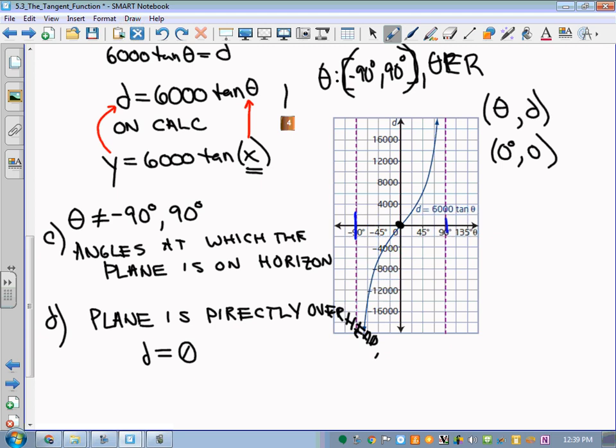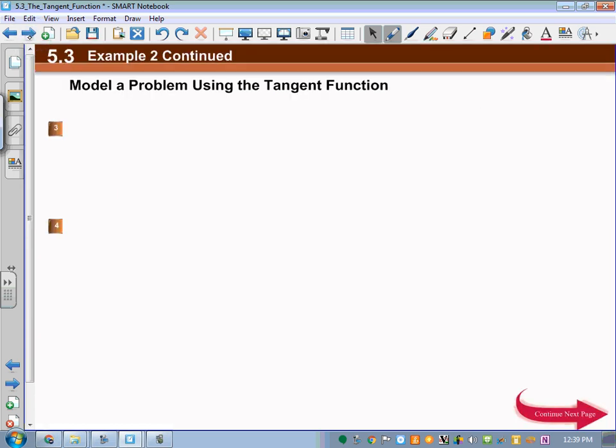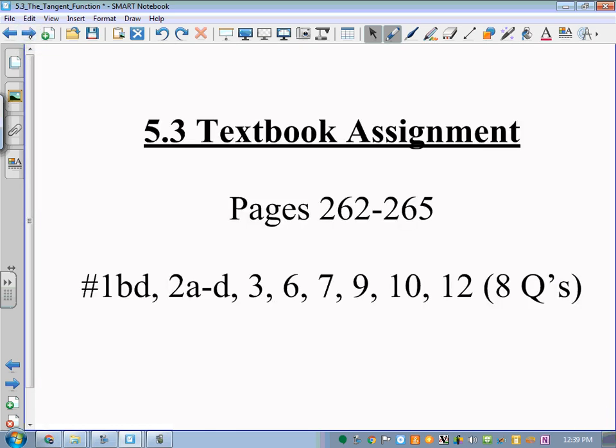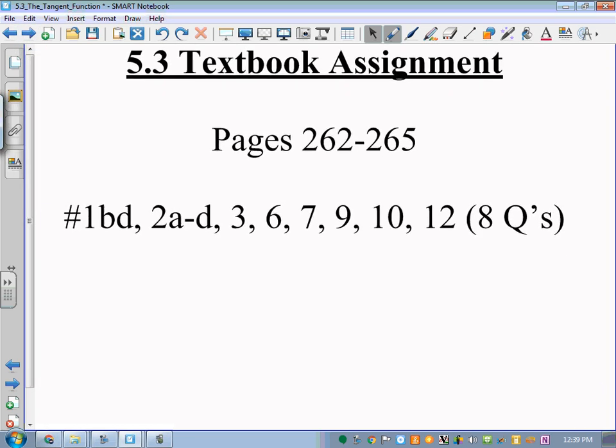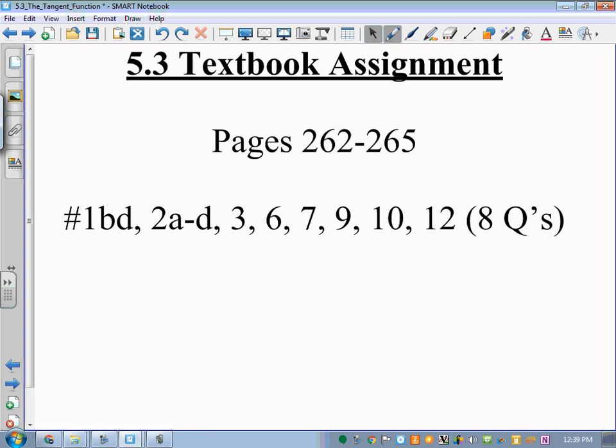Okay, that is a pretty typical tan application question. You are not going to see a lot of these. Please don't stress the tan function too much. I really do want you to focus on sine and cos because we run into them just a ton more. There's the textbook assignment for 5.3. Make sure you're chipping away at these, getting ready for that completion assignment and any assessment we have moving forward.